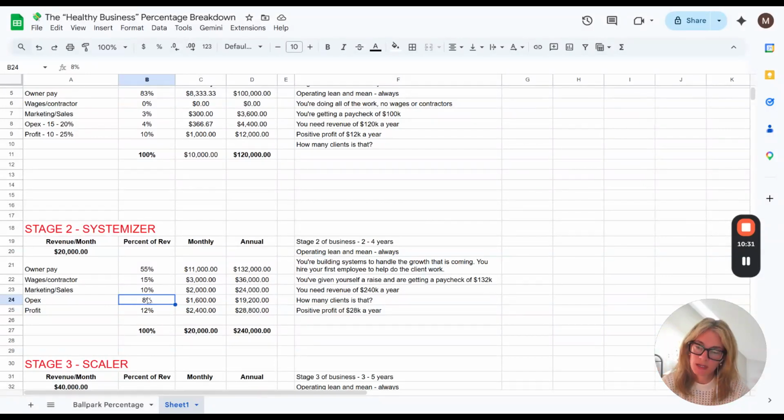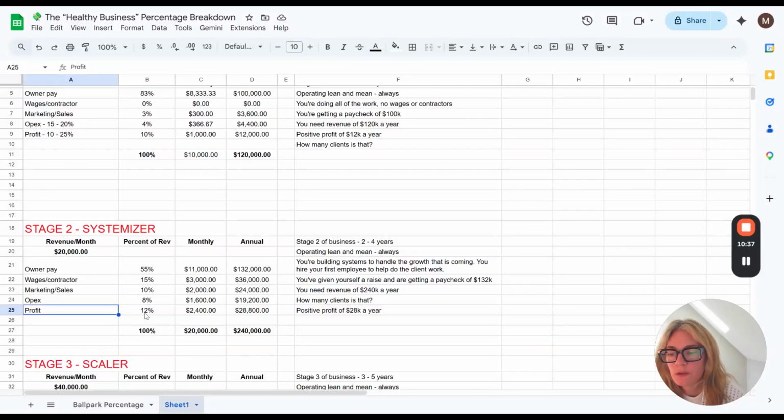You're going to have to give them an email address. You're going to have to give them subscriptions and access. So all that goes up. And then your profit, again, we're still at 12%.